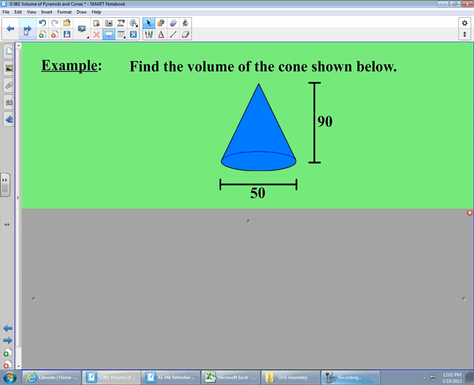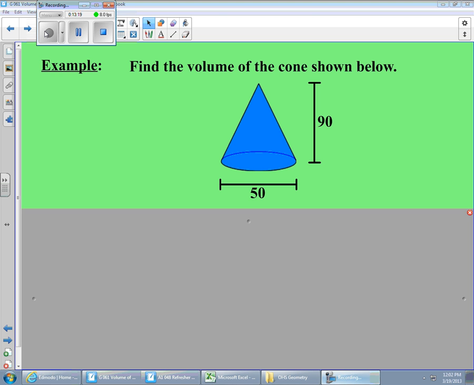All right, can't get out of this discussion without looking at something that has circular bases. Said it before, and I'll keep on saying it, they do have a slight tendency towards asking questions on the figures that have circular bases. So here we have a cone. We're asked to find the volume. So let's see what we can do with it.